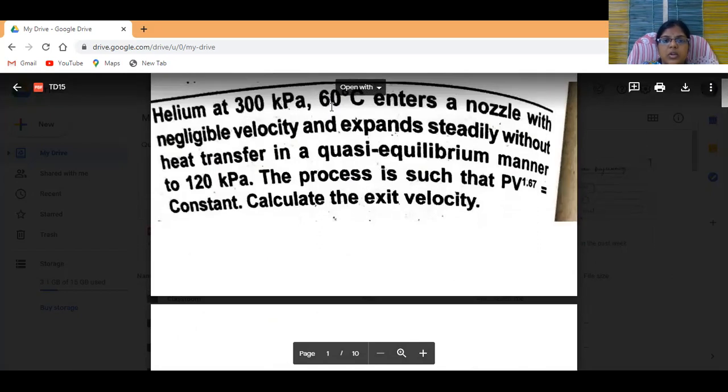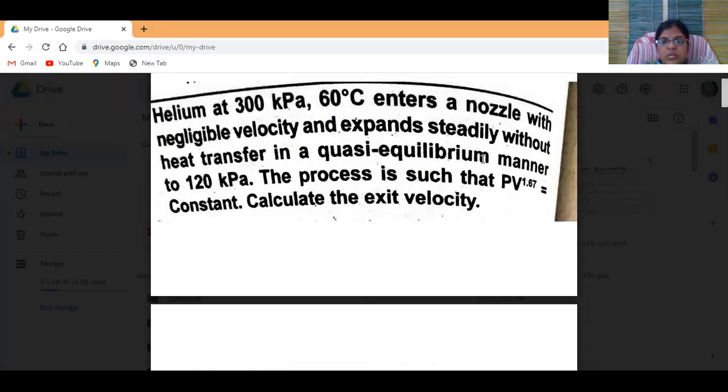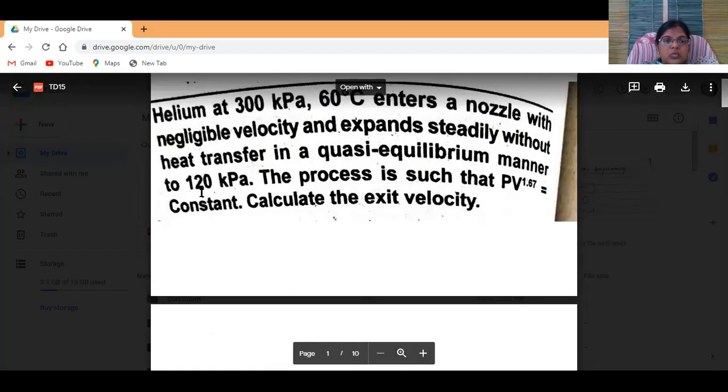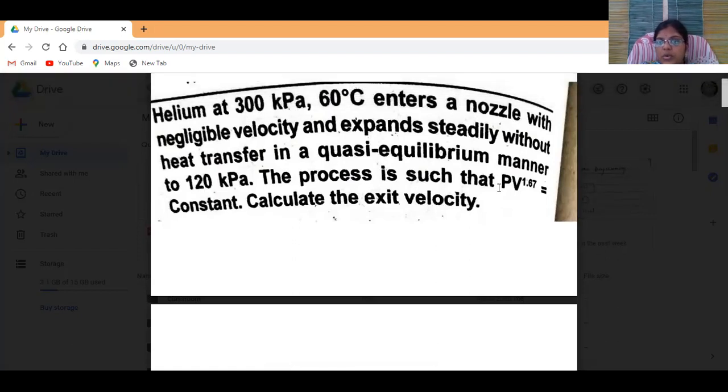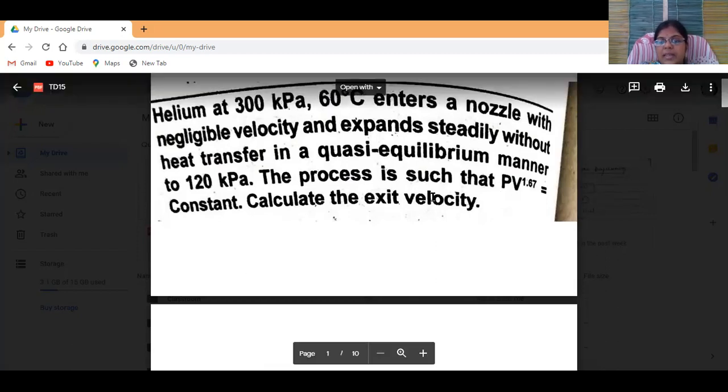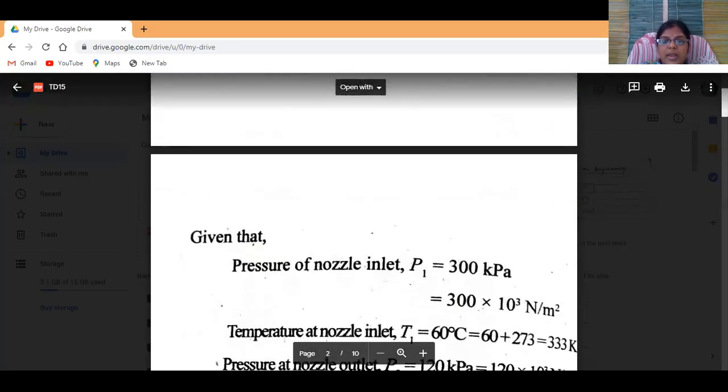Because it is insulated, there is no work done and there is no heat transfer. Helium at 300 kilopascal, 60 degrees centigrade enters a nozzle with negligible velocity, that is V1 is equal to 0, and expands steadily without heat transfer, which means Q is equal to 0, in a quasi-equilibrium manner, that is work done is equal to 0, to 120 kilopascal, which is P2. The process is such that it is a polytropic process, PV^1.67 is equal to constant. Calculate the exit velocity, that is V2. We are going to calculate that.